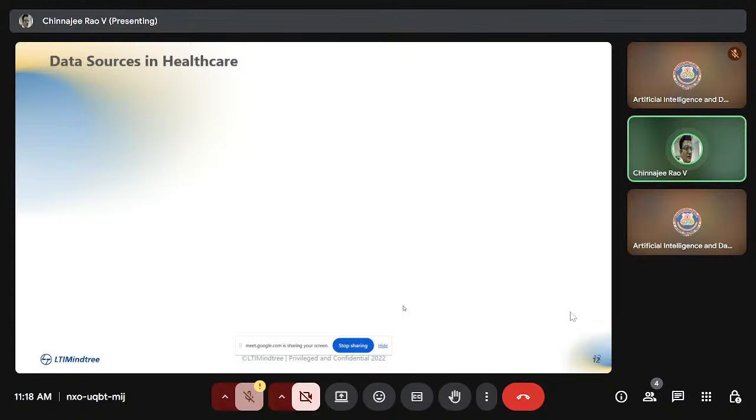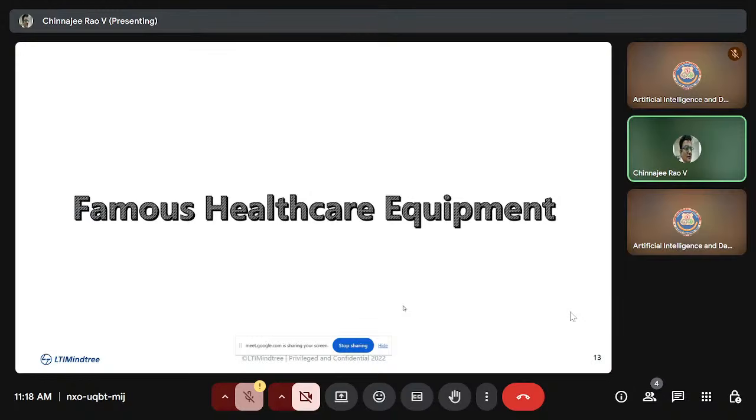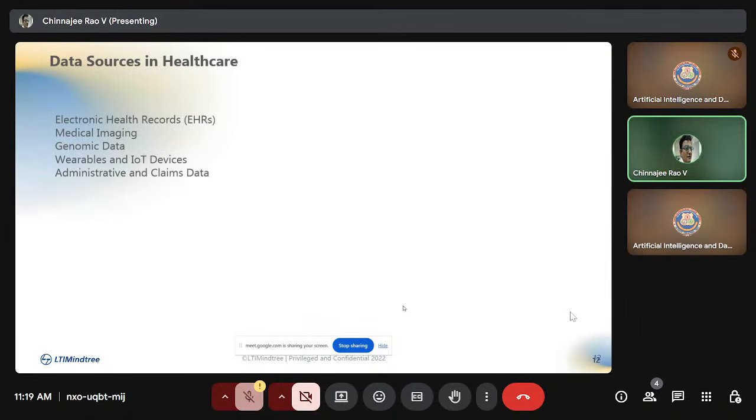Then data sources in healthcare. See, some of the data sources are electronic health records, EHRs, then medical imaging. So they will take images, right? Scan reports, a lot of images will come. From these images, they will do the analysis. Then genomic data, then wearables and IoT devices. So if you go for a CT scan, they will connect something to the equipment set. From there, they will do the scanning. There are a lot of wearable devices and IoT devices, sensor devices. Okay, then administrative and claims data. So these are all part of data sources in healthcare.